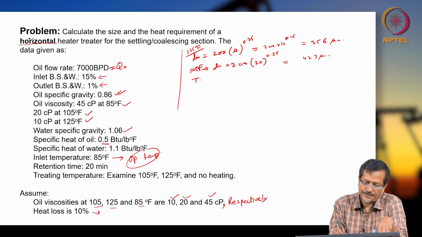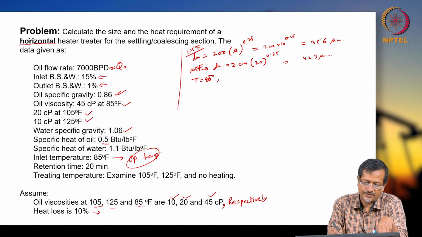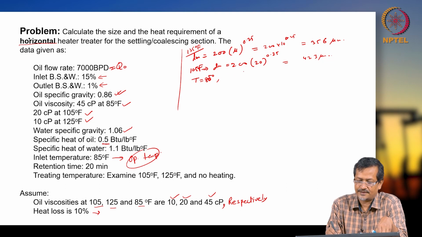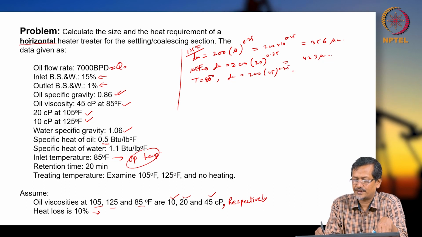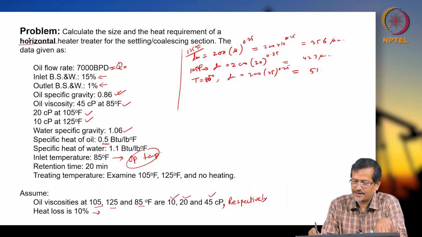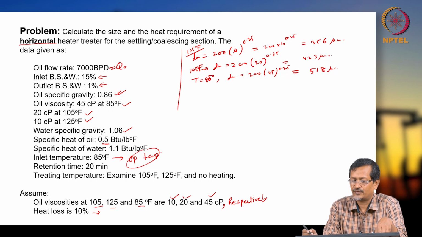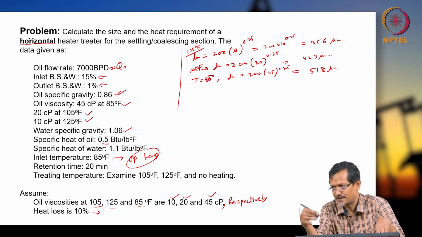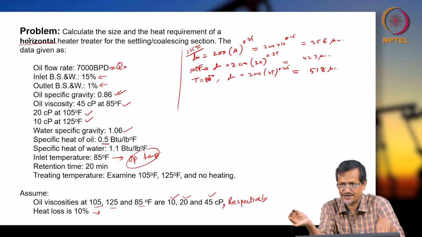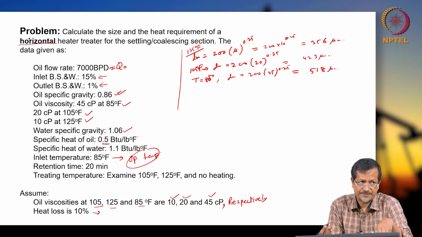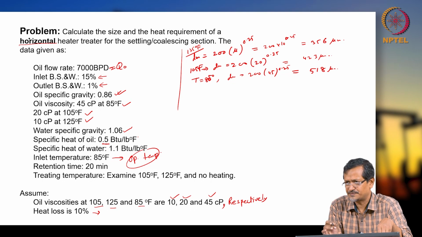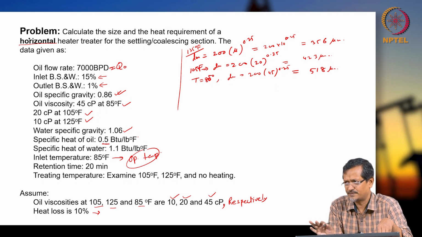And when the temperature is 85 degrees, the viscosity is higher. Mu is 45, so dm equals 245 times 0.25. It is giving 518 micrometer. You see the temperature changing, so your particle diameter is also changing because viscosity is getting changed. Ignoring the effect of temperature on specific gravity, we are assuming specific gravity is not getting changed. A small change will be there, but we are just ignoring it.